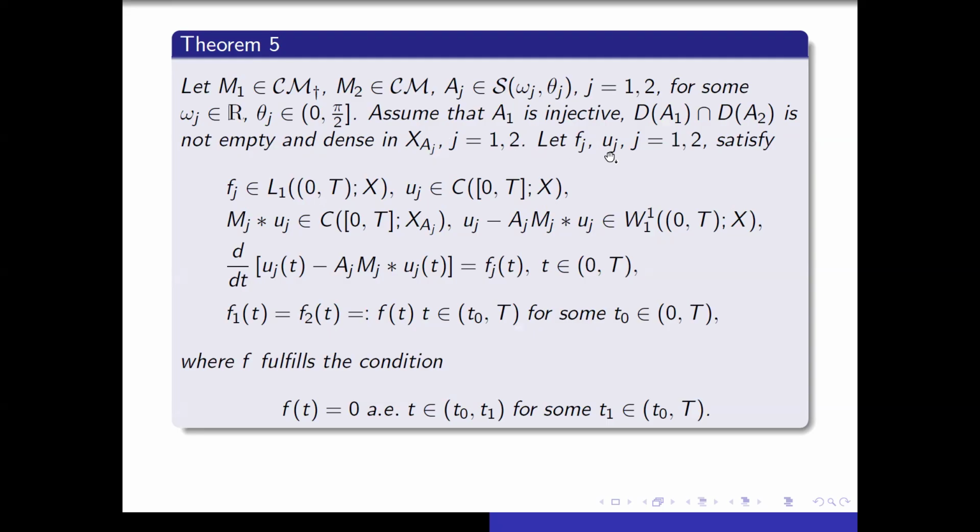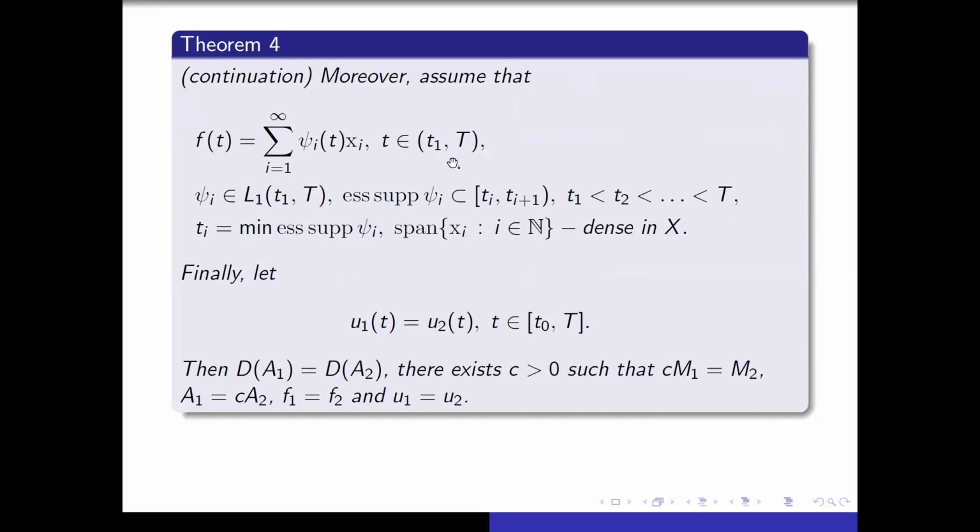And Fj and Uj are two functions that satisfy such regularity conditions and these equations, which are written here. And now important are the assumptions about this F, that F1 and F2 coincide from T0 to T, and from T0 to T1, F is 0. And here, actually, I want to reconstruct also A and M, and this brings along certain restrictions for this F, specific restriction for F from T1 to capital T. And they are now on this page.